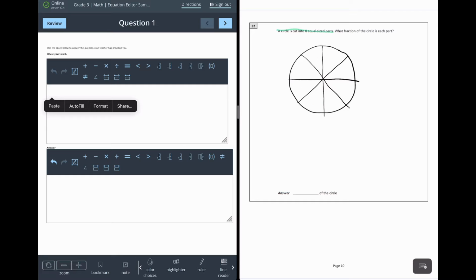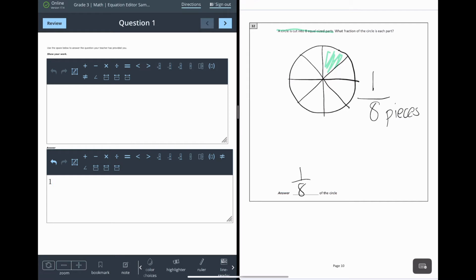And if all 8 pieces are the same, I'm going to use a fraction with 8 on the bottom because I have 8 pieces. And 1 piece is going to be 1 piece out of 8. So it is 1/8 of a circle. So how can I write that? You can either write 1-8, or you can use this nice little symbol right here for fraction and tap inside, and you tap 1 and then tap on the bottom 8 of a circle.